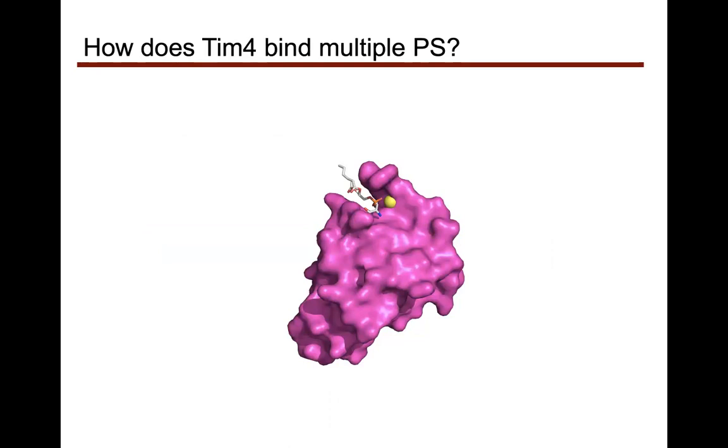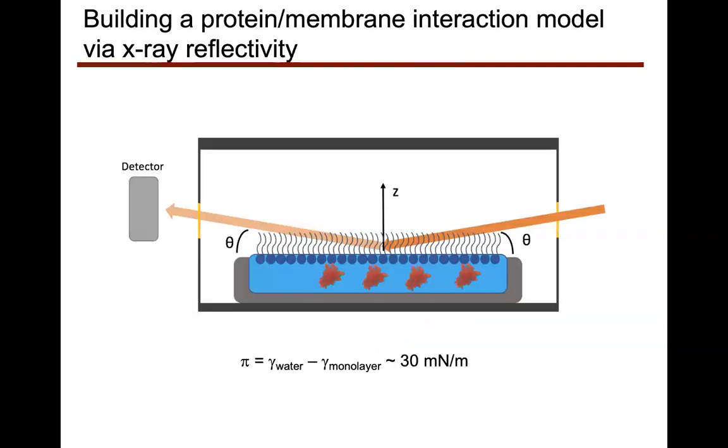So then the question is, if it is sensitive, which we have seen by the spectral shift and the degree of the shift, how does TIM4 with a single binding pocket, as suggested by the Hill coefficient, have multiple PS binding partners? And so to get at this question, we want to look at the structure of the protein, not so much by itself, but when it is bound to the membrane surface.